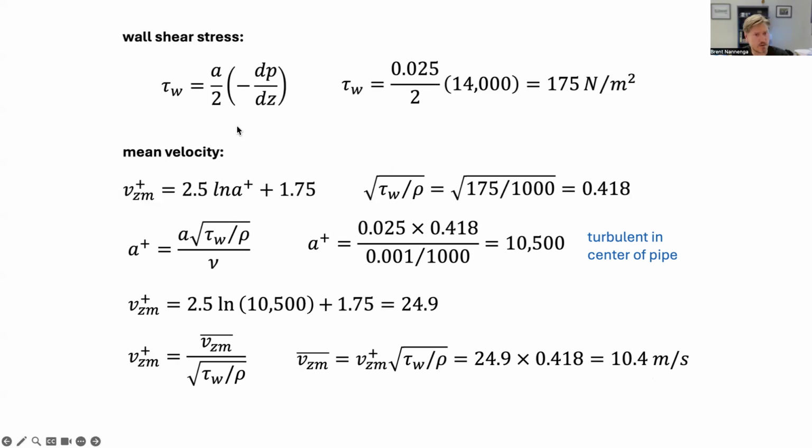So hopefully this makes sense. We didn't know what our dimensionless distances were, so we used the friction velocity to go from real radius into dimensionless radius, and then used dimensionless radius to get dimensionless mean velocity. And once we get dimensionless mean velocity, we can go back out into real mean velocity. That's kind of how these universal equations work.